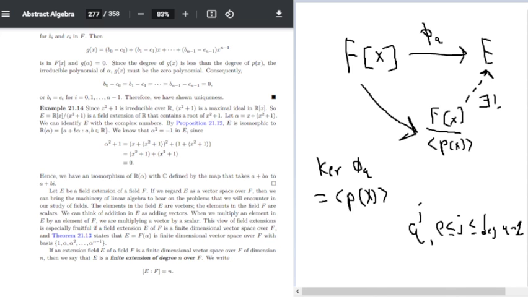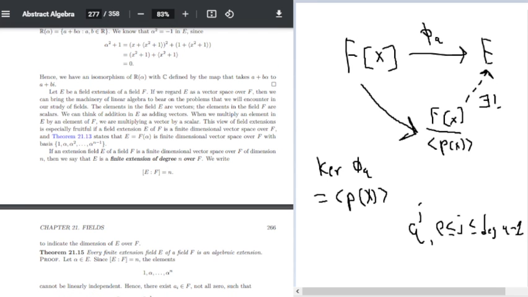We can identify E with the complex numbers. By Proposition 21.12, E is isomorphic to R[alpha], the set of a + b alpha with a and b in R. We know that alpha squared is equal to -1 in E, since alpha squared plus 1 is equal to x squared plus 1 evaluated at alpha, which is zero. Hence, we have an isomorphism of R[alpha] with C defined by the map that takes a + b alpha to a + bi.